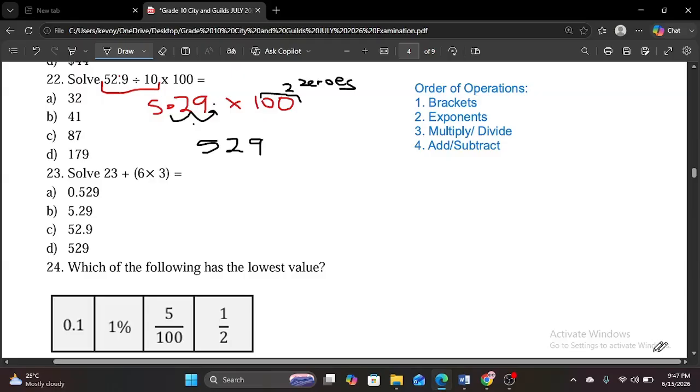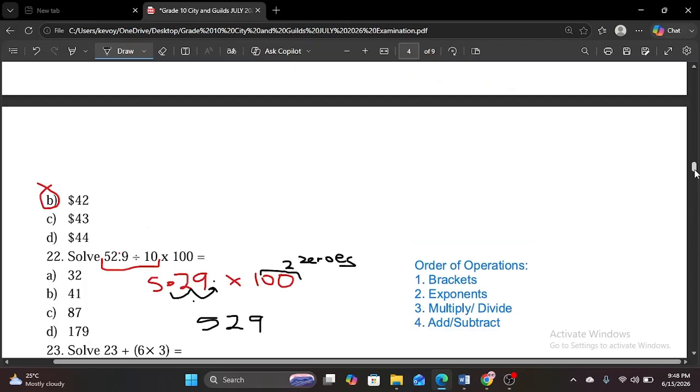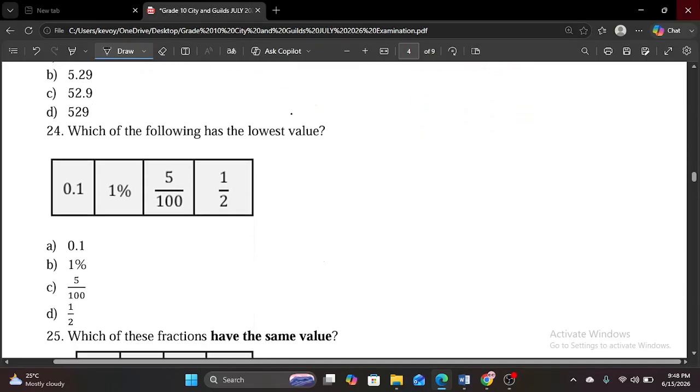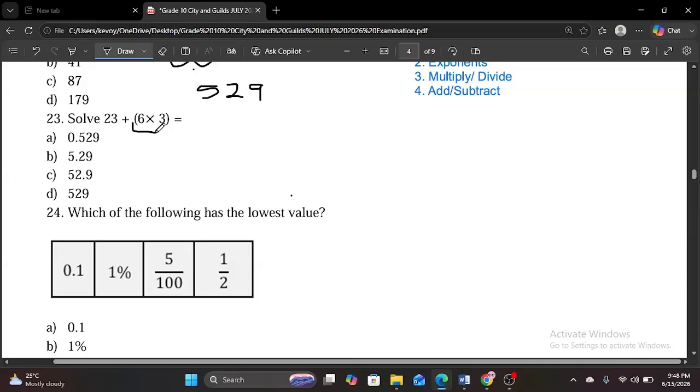So, all right, let's look at this one right here. Solve 23 plus 6 times 3. So your order of operations, let's carry it down right there. So that's gonna be brackets, then exponents, and then multiplication and division. Addition and subtraction come last based on the order of operations. So that means that for this question right here, I'm going to have to multiply before I add. So that's going to be 6 times 3.